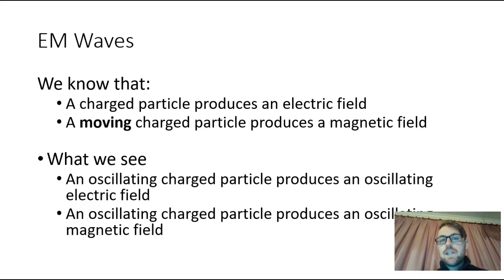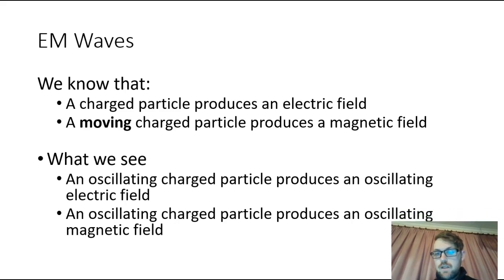But what do we actually see? If we move a charged particle, we see that we produce a moving electric field. We're going to introduce this word oscillating. If you're not sure, oscillating just means moving, up and down or left and right, either one, and it just keeps going back to the same spot, doing the same pattern over and over and over. So it just oscillates back and forth forever, or up and down forever.